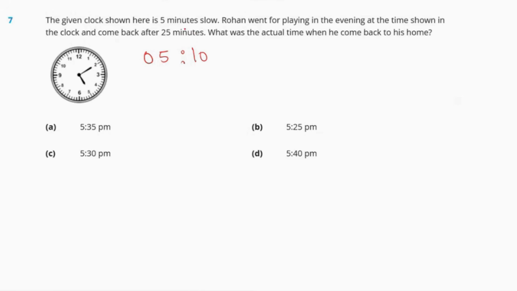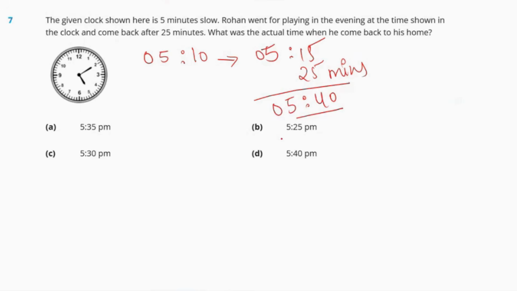Now it is given in the question that the given clock is 5 minutes slow. So the original time will definitely be 5:15. Okay. Now it is said that Rohan went for playing and came back after 25 minutes. So we have to find out the time when he came back. So in order to do so, let us add 25 minutes into it and we'll get the time when he came back after playing. So if we add these two, the final time will be 5:40. So the right answer to this question will be option D, 5:40 p.m.